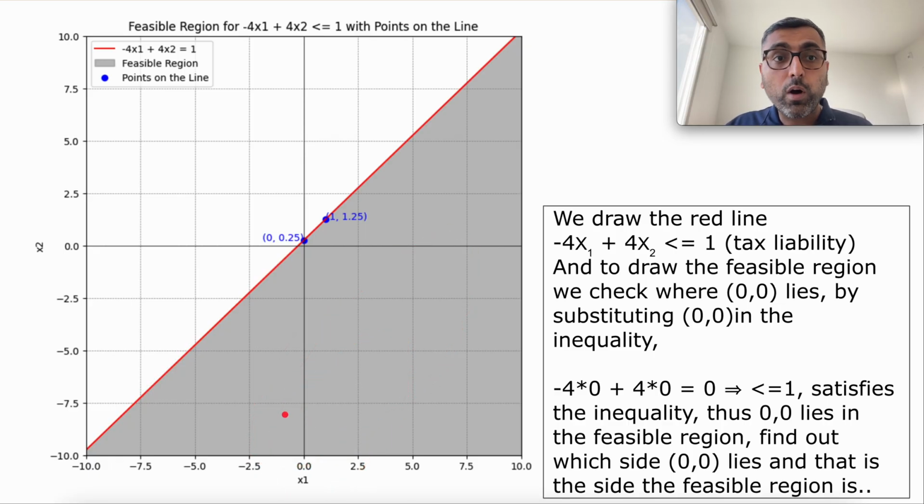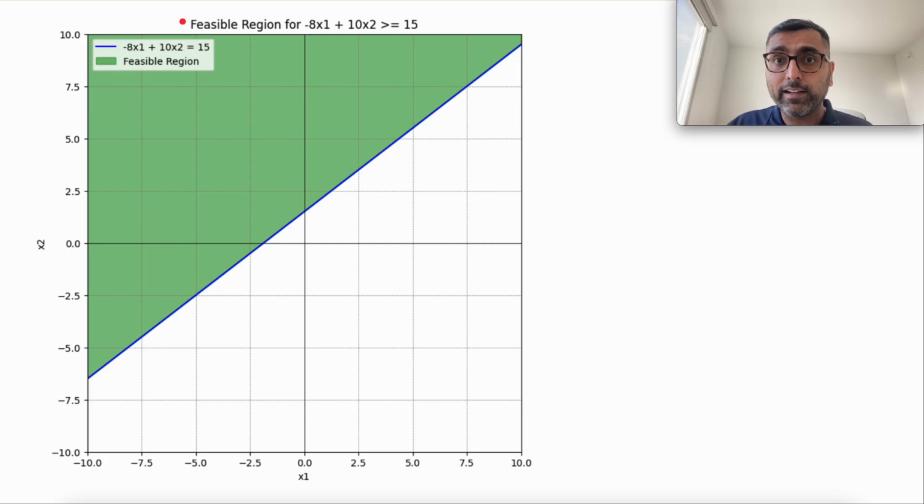This is the first constraint, remember, the tax liability constraint. Now we're going to add the second line, which is the profit, minus 8x1 plus 10x2 greater than or equal to 15. We can do the same thing. Find out two points, for x1 equals 0 and x1 equals 1.